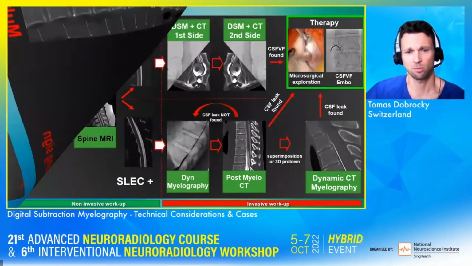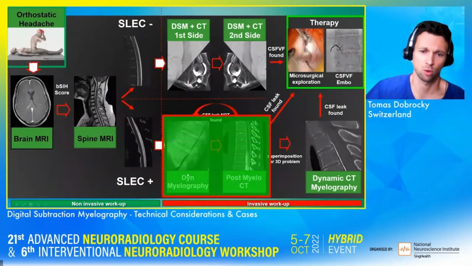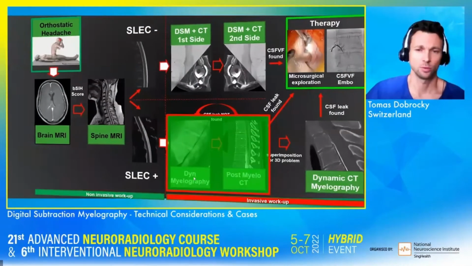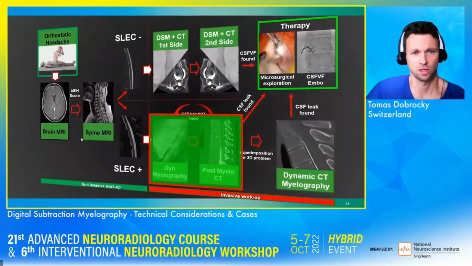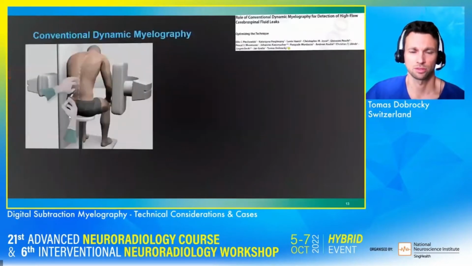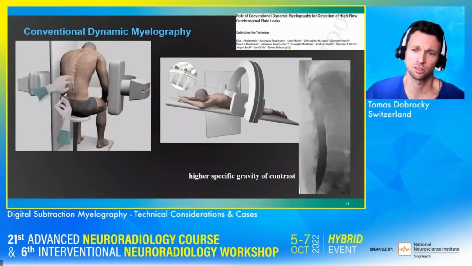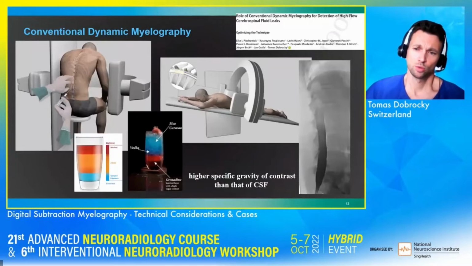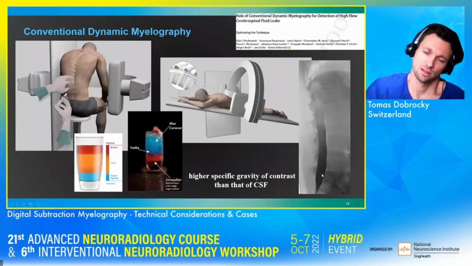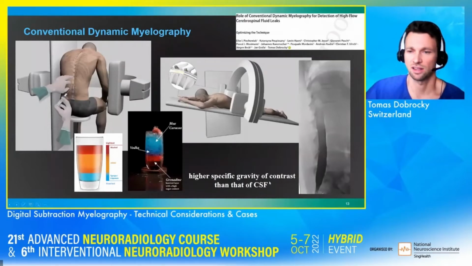So if we did the spine MRI and we saw that the patient is SLEC positive, we go on to dynamic myelography. How do we do a dynamic myelography? You inject contrast into the intrathecal compartment. You usually fix the patient on the table, either with a tiltable table, or you have to put a pillow underneath their pelvis. Usually the contrast is going to lay down in the thecal sac because it has a higher gravity than CSF.